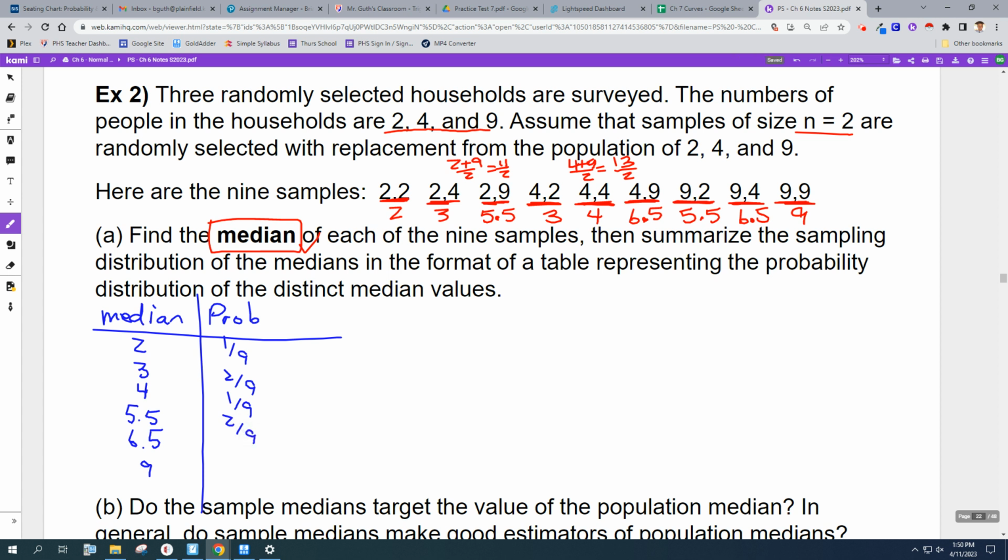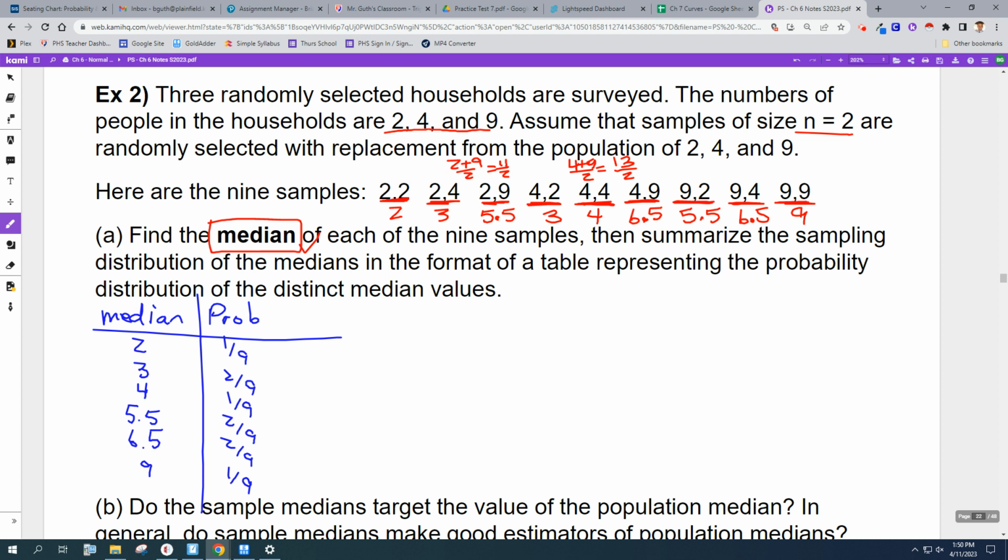6.5, 2/9. And 9, there's only one of them, so that's 1/9. A real quick way to check is make sure all that stuff adds up to 1. You've got 1/9, 2/9, 1/9, 2/9, 2/9, 1/9. Add the numerators. That's 3, 4, 5, 6, 7, 8, 9. I think that's right. I think that's it.